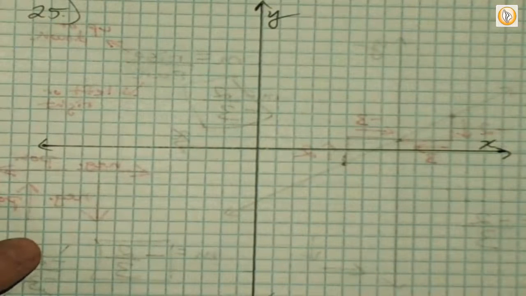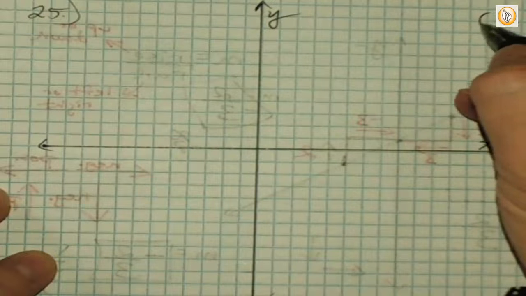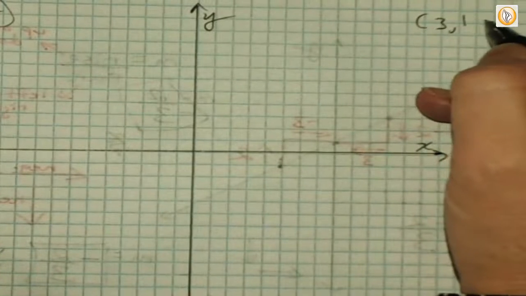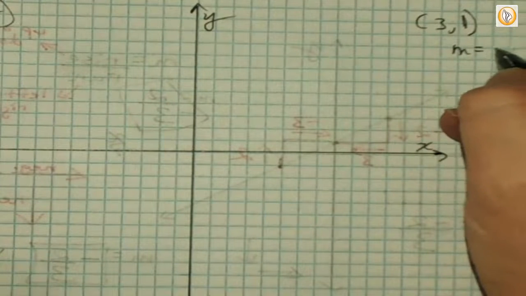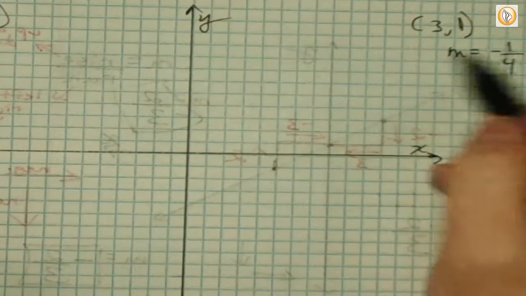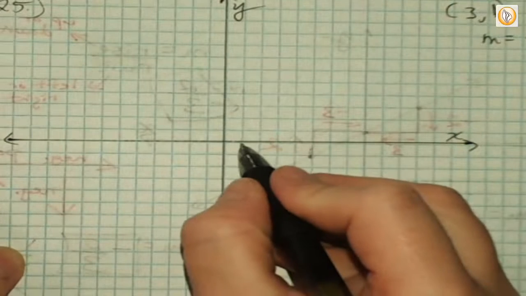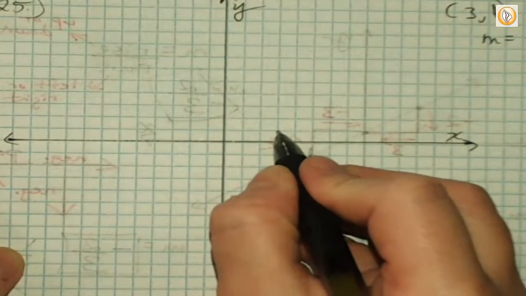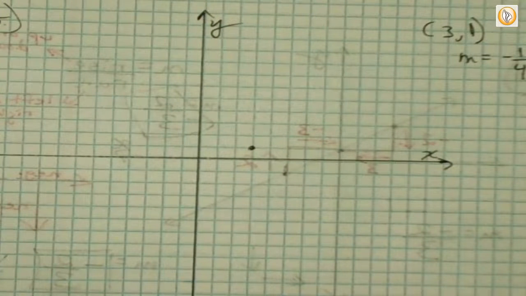Here's my x. Here's my y. Okay. So for 25, the given point is 3 and 1. And the slope is negative 1/4. This is the stuff they gave you. So the first thing you're going to do is plot the point. So 1, 2, 3, and then 1. There's my first plot. Does everyone see where I did that or why I did that?